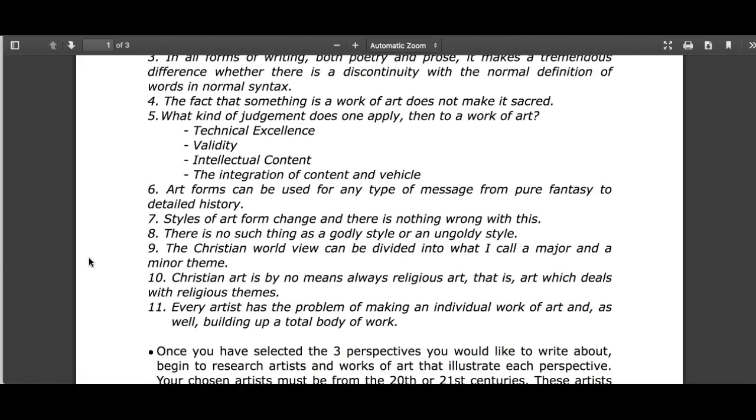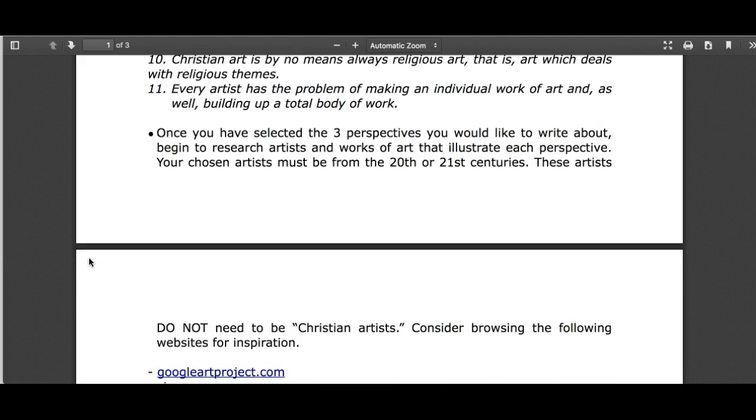So, once you have selected your 3 perspectives you would like to write about, begin to research artists and works of art that illustrate these perspectives. Your chosen artist must be from the 20th or 21st century because we are contemporary visual arts and culture after all.